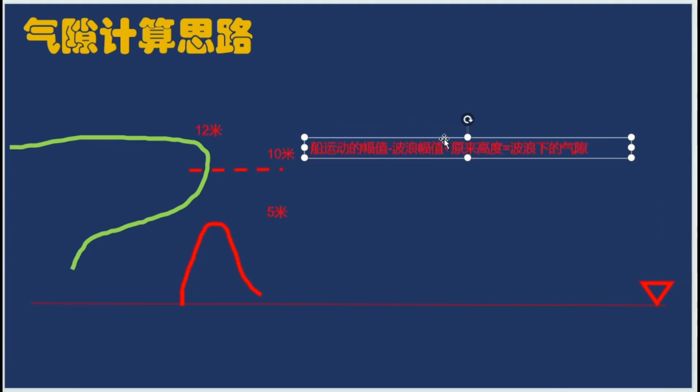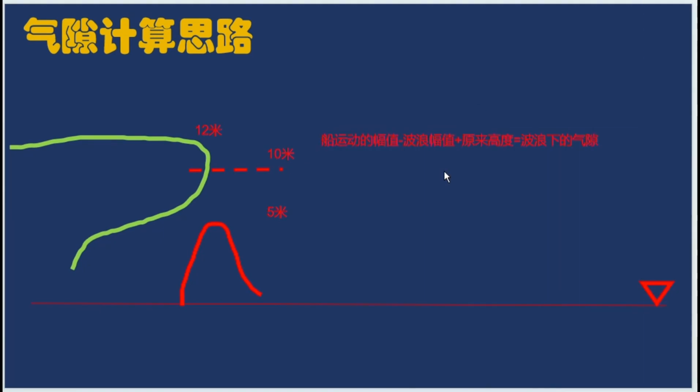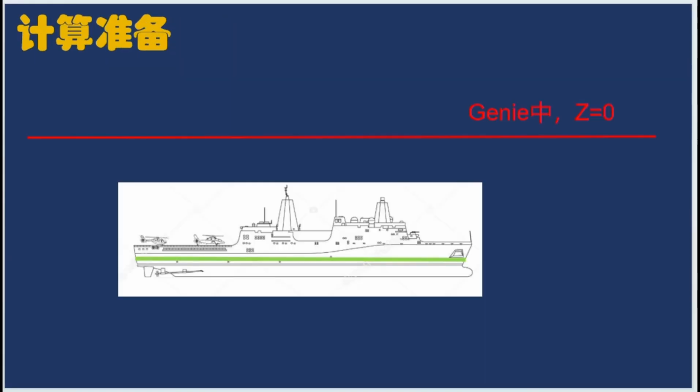So, this formula is what we use in the context of offshore engineering. The main idea for calculating the position is to use this formula. Next, let's look at what needs to be prepared to calculate the position. First, preparation for the calculation.